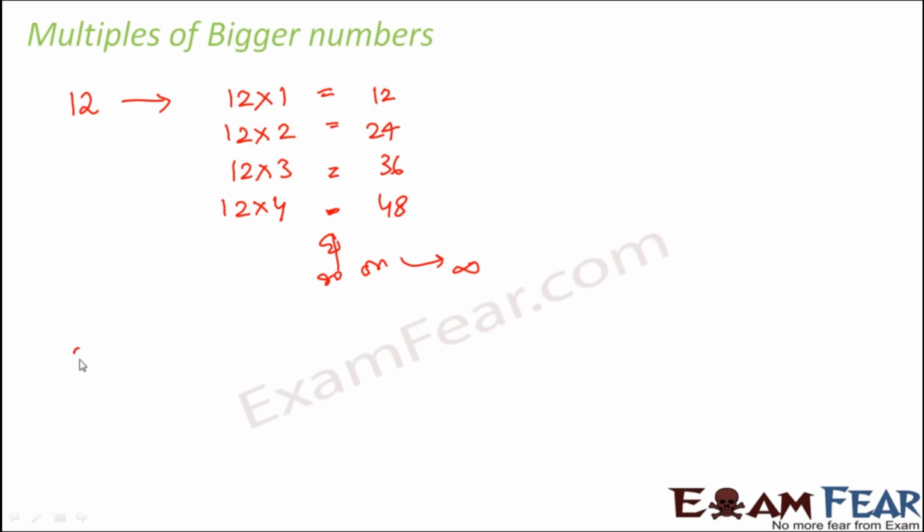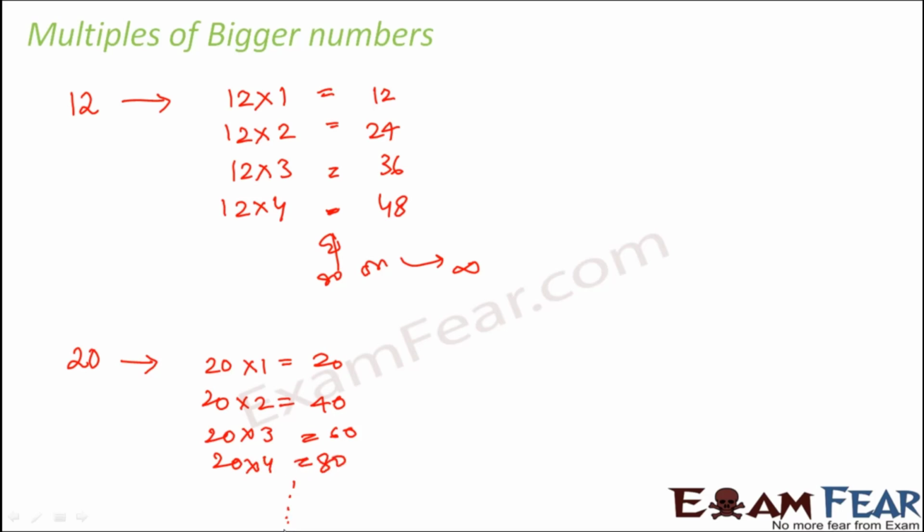So if you talk about an even bigger number like 200 or 20, it would be 20 into 1 which is 20, 20 into 2 which is 40, 20 into 3 which is 60 and so on. So in this way, we can write down multiples of numbers. So I hope that the relationship between factors and multiples is clear now.